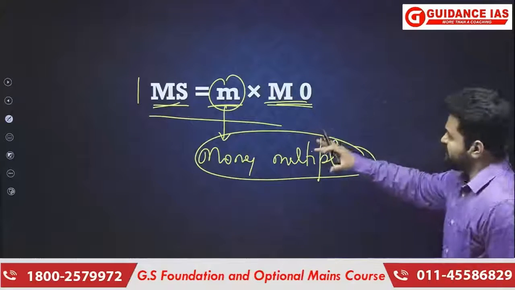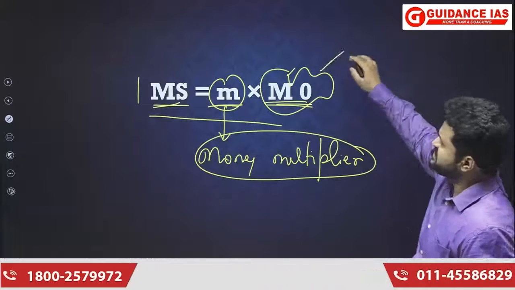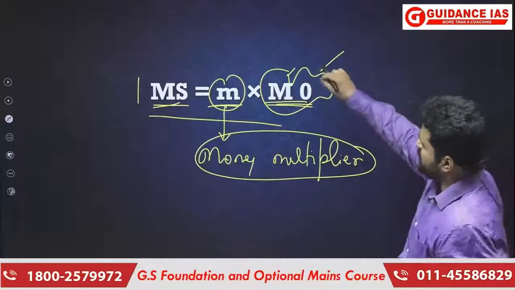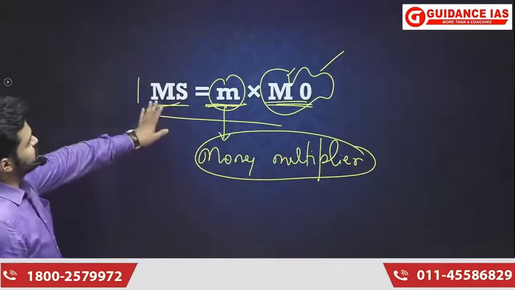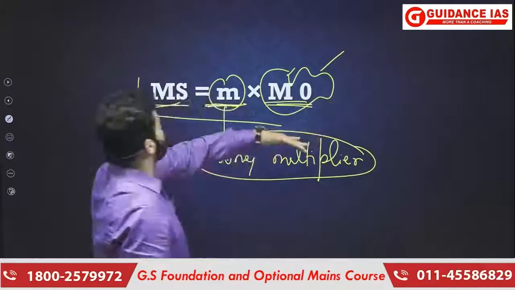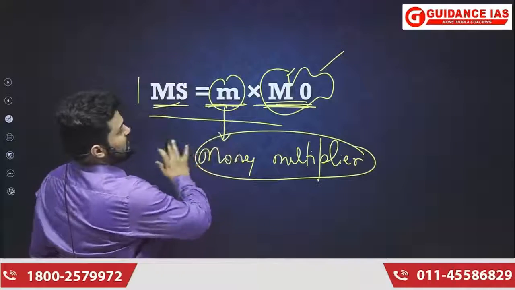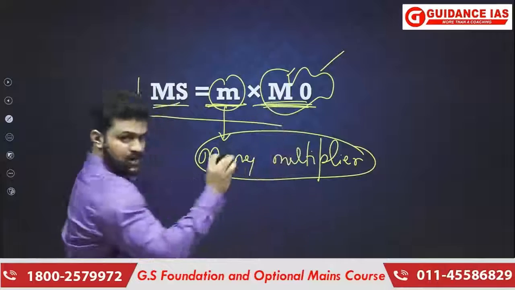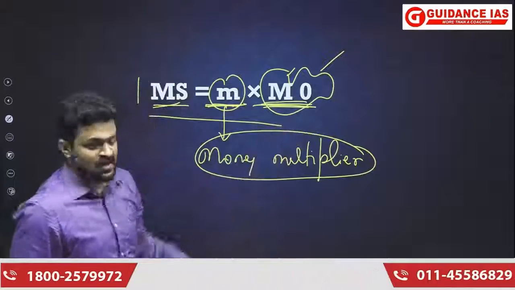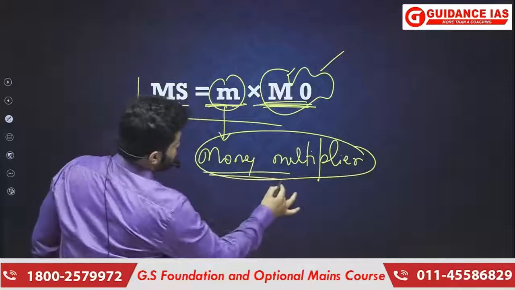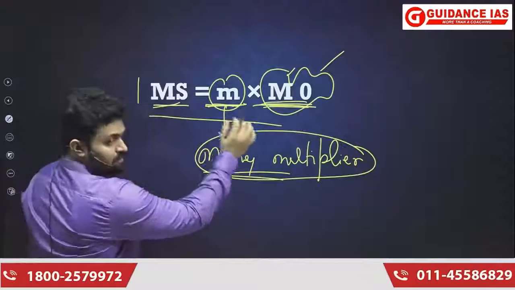Now I told you that primary money is an important determinant in deciding the total money supply in the economy. But now you have another variable here, small m, which is called the money multiplier. So it is the money multiplier and primary money which decide the total money supply in the economy. Reserve money is a stock variable, which can be measured at a point of time. But what about the money multiplier? Money multiplier is the relation between money supply and reserve money.